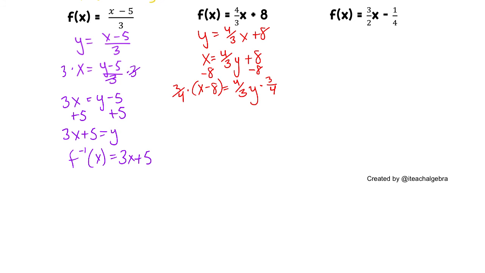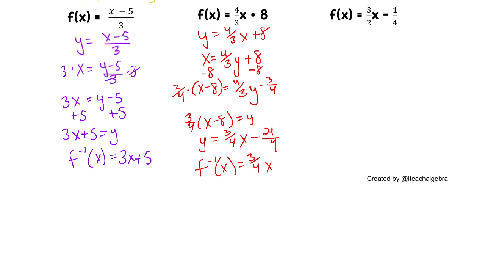When we do it on the left, we multiply it by the whole side, not just the x. So we've got 3/4 times (x minus 8) is y. I'm going to distribute that 3/4. Flip it around. So I've got y is 3/4 x minus, multiply across the top and get 24 over 4. Now I'm going to do two things at once. I'm going to get rid of y and make it f inverse of x. And I'm going to simplify my fraction. 3/4 x minus 6.